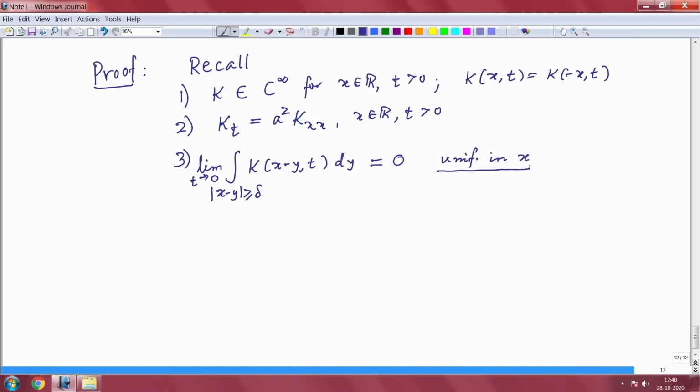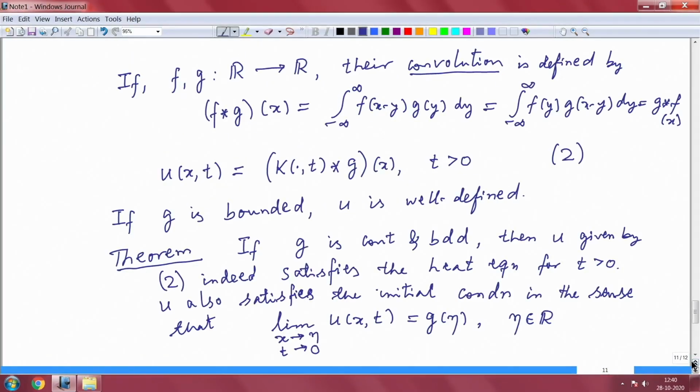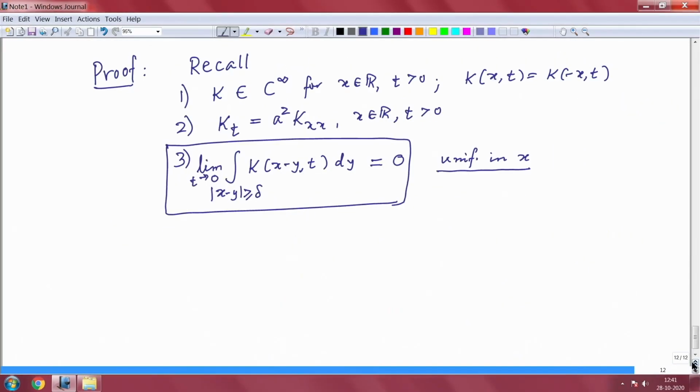So, the usual epsilon-delta definition of uniformity means that delta does not depend on x. This is crucial in verifying this part of the theorem. So, we will come to that. Now, the proof of 3 is not very difficult.